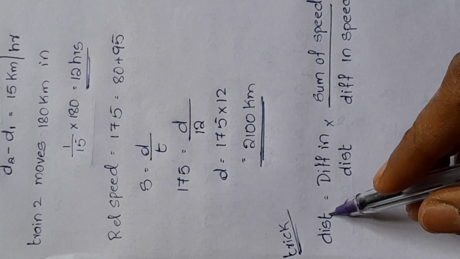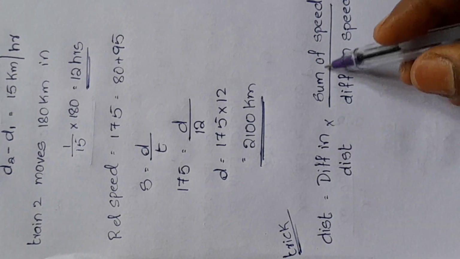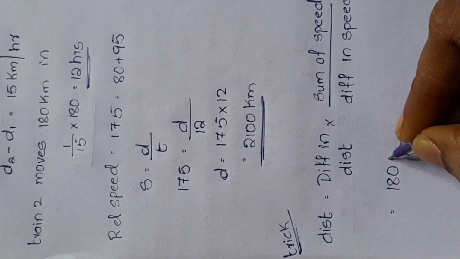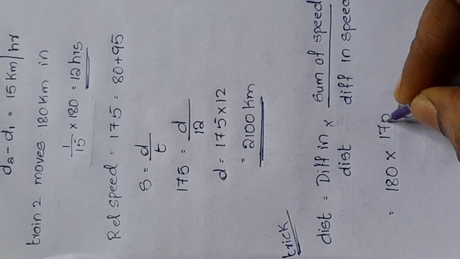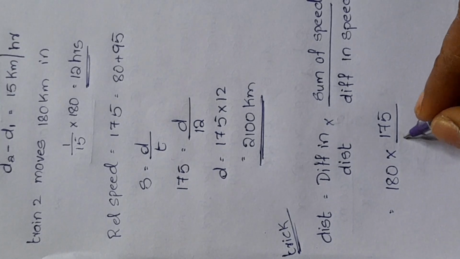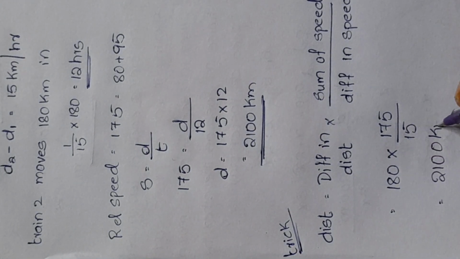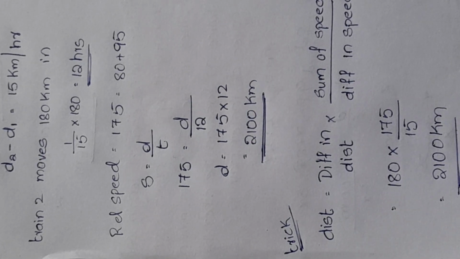The distance between the 2 points is the difference in distance into the sum of the speeds by the difference of the speeds. Difference in distance is 180 kilometers into the sum of the speeds, 175, by the difference of speeds, 15. We get this as 2100 kilometers. In a single step, we can find the answer.